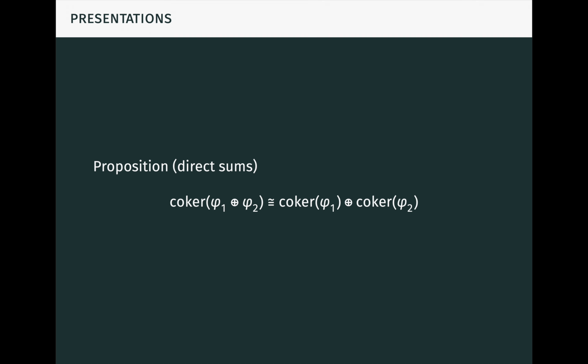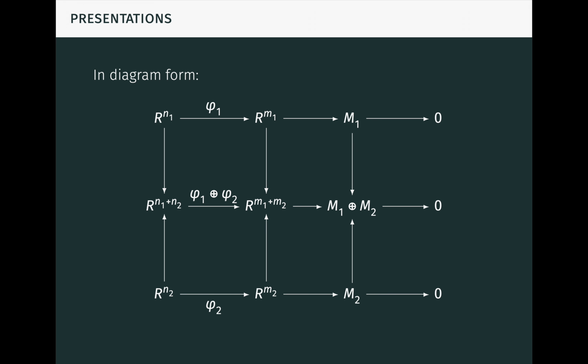Similarly, the cokernel operation respects direct sums. The cokernel of a direct sum is isomorphic to a direct sum of cokernels. Here's what the diagram looks like. As soon as we've drawn the diagram, we've proved the proposition, because we immediately see that the direct sum of two exact sequences is exact.